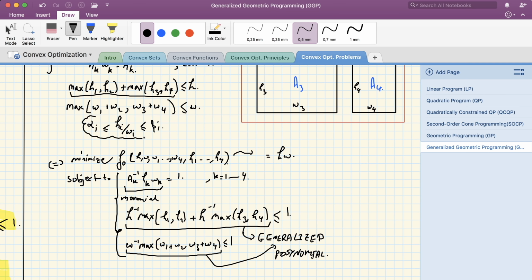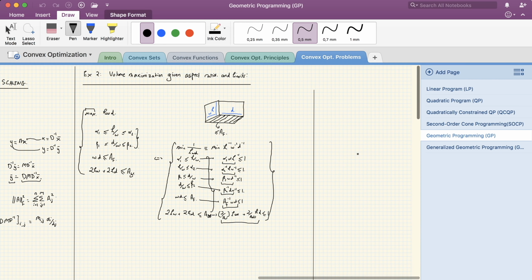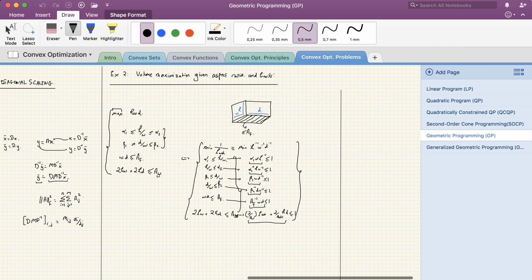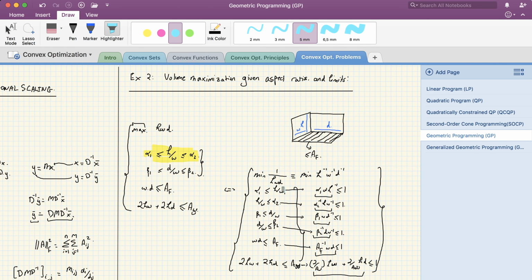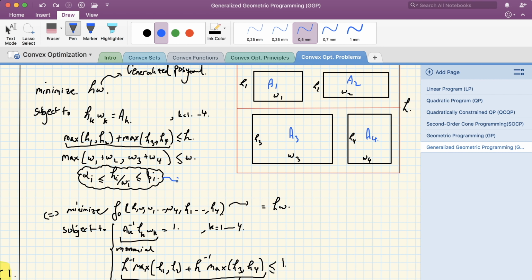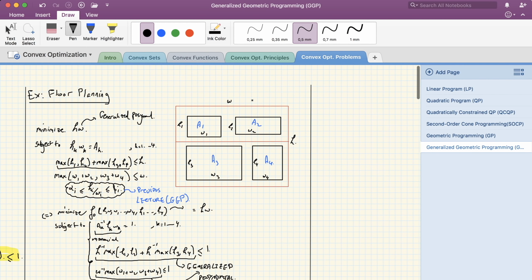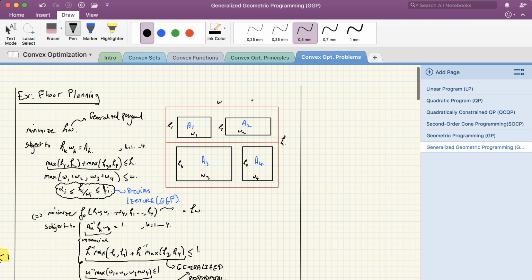Now the last constraint is very easy. When we talked about volume maximization, we had a similar constraint right here. All you have to do is split it to two inequalities as such, where both are polynomials. And that's it, you're done. So right here, this one was discussed in the previous lecture. Okay, so this is a full example on GGPs.